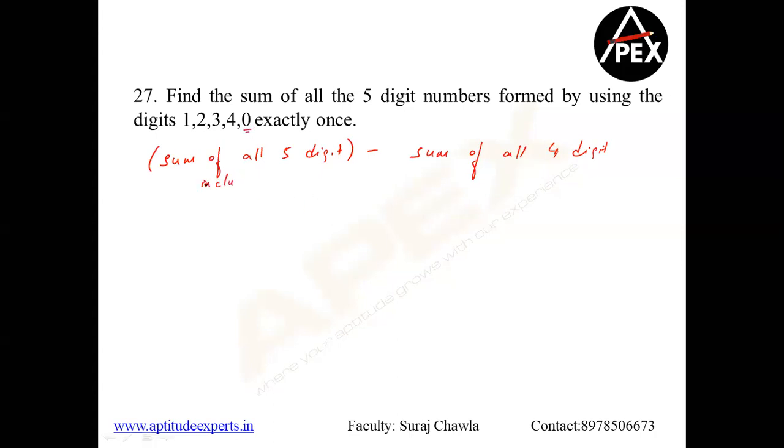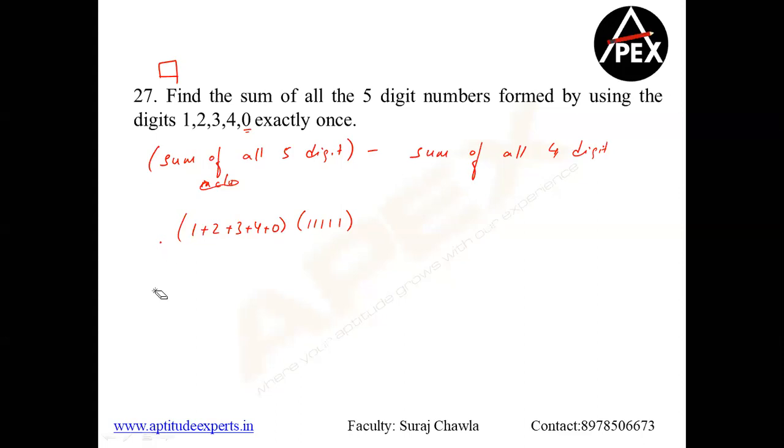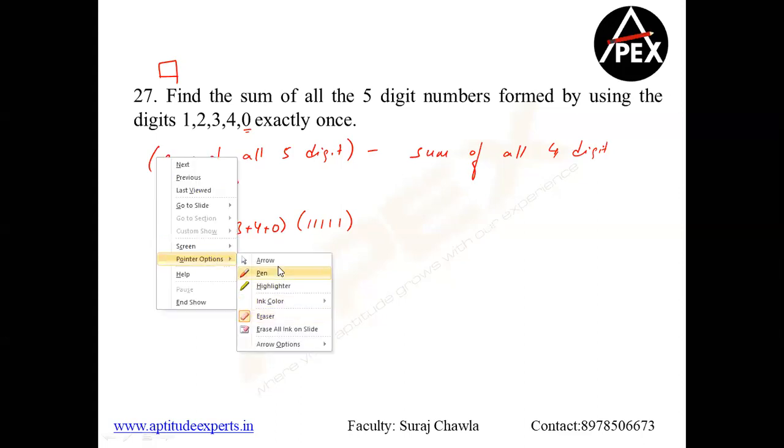So how do you do this? If 0 is a non-zero digit, how many numbers am I writing? 4 factorial into 1 plus 2 plus 3 plus 4 plus 0, into 1 1 1 1 1, five ones. Sorry, this is not 5 factorial, this is 4 factorial, because the first place is blocked. Even if one place is blocked, you can take n minus 1 factorial. So this method is simple: n minus 1 factorial into the sum of digits, assuming 0 is a non-zero number.